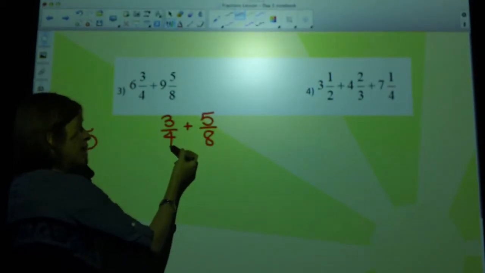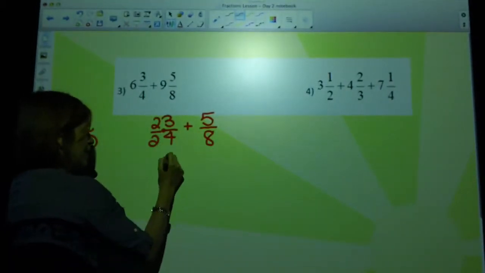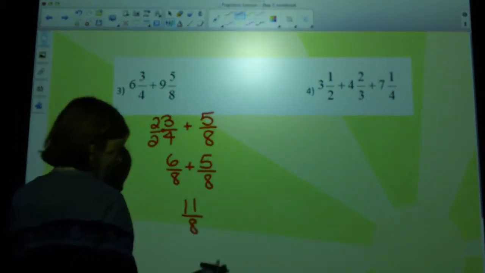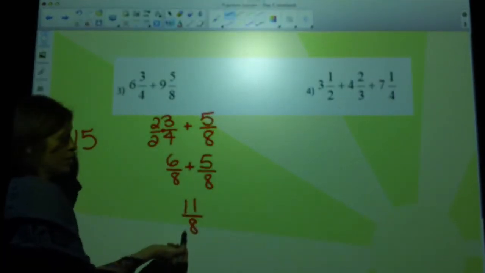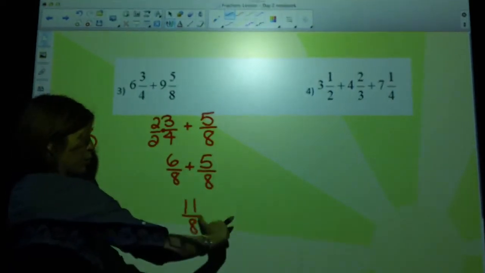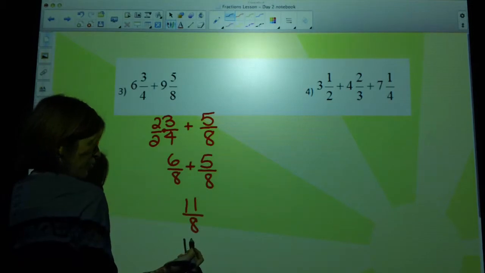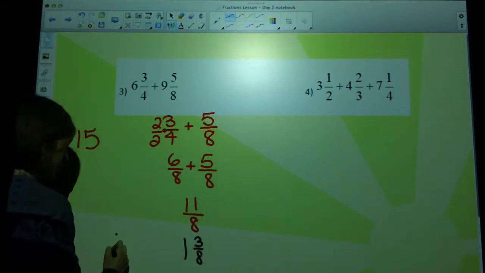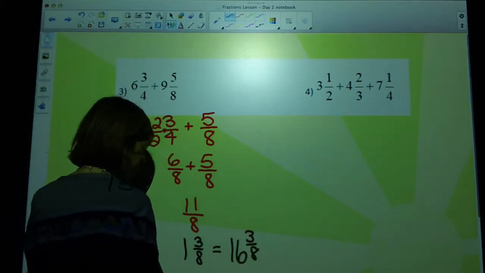For 3/4, we need a denominator of 8 so they have a common denominator, so I multiply this by 2 over 2. And I get 6 over 8 plus 5 over 8, which is 11 over 8. But this is an improper fraction. We need to turn this into a mixed number so that we can add it to 15. Because the numerator is bigger, divide by 8: 8 goes into 11 one time, and you're left with 3/8, so 1 3/8. So 15 plus 1 3/8 gives me 16 3/8.